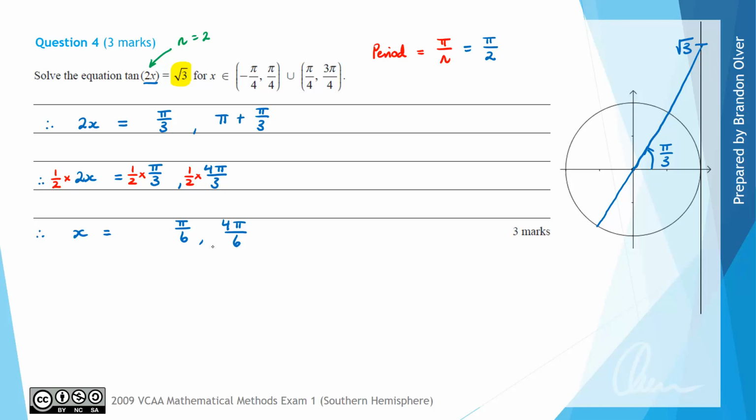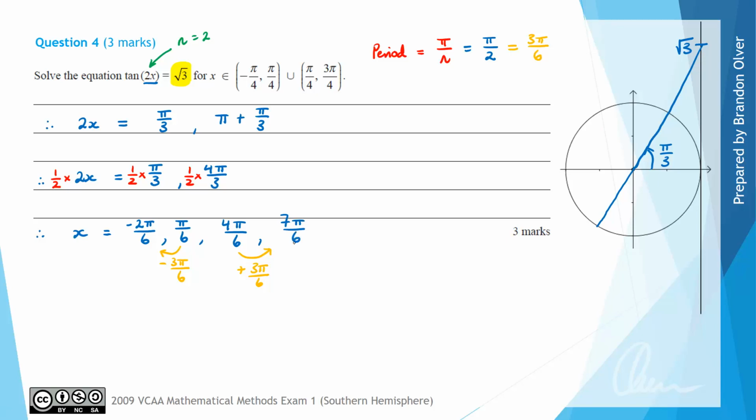Next we need to check if they are all the solutions we're expecting within our domain. So we can add or subtract periods onto these to find more solutions, and the period is pi on 2, which can be written as 3 pi on 6. If we take this and subtract 3 pi on 6, we would get another potential solution of minus 2 pi on 6.